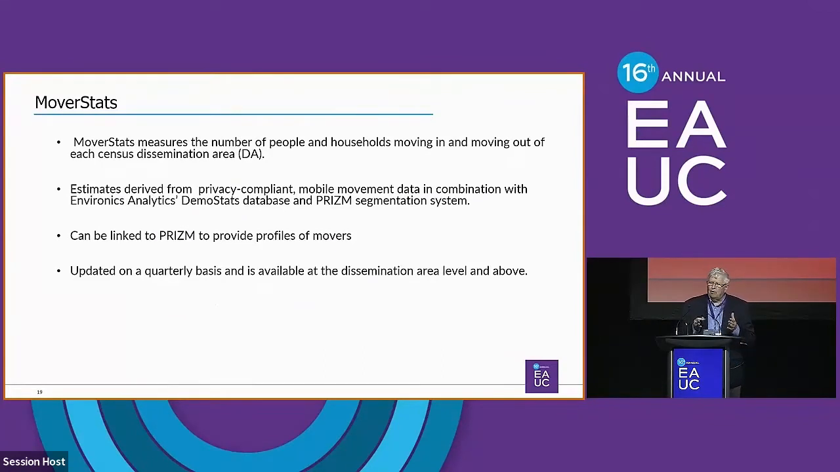Because of the importance of migration and the shifts, a second product that we've recently developed, and again, Jan referenced this morning, was our new Mover Stats product that will become available in the coming months. And this tracks the number of people, the number of households moving in to a geographic area. It can be linked to PRISM to provide a profile of movers, and again, it's updated on a quarterly basis and is available down to a dissemination area level.